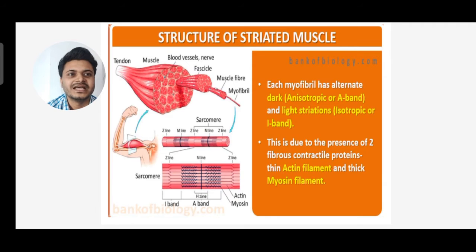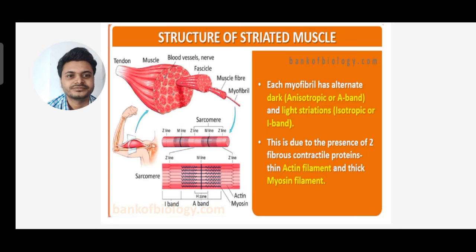Each myofibril has alternate dark bands, that is the A band or anisotropic band, and light striations, that is the isotropic or I band. This is due to the presence of two fibrous contractile proteins: the thin actin filament and the thick myosin filament. So these are two contractile proteins.